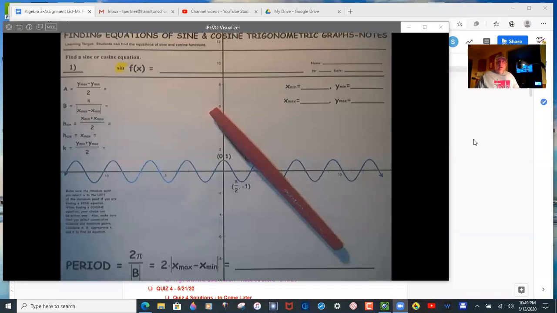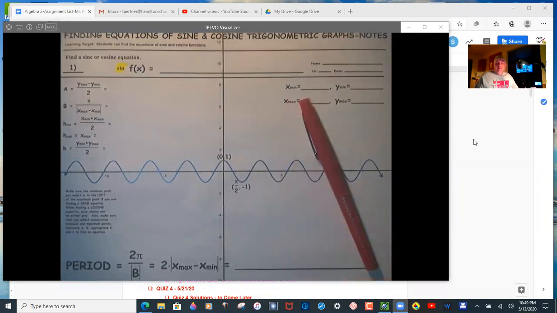Hello, everyone. So this is the third assignment in our function trig unit. And this assignment is going to focus on how to come up with the equation of a sine or cosine graph given a minimum and a maximum point. So that's important that you know a minimum and maximum.